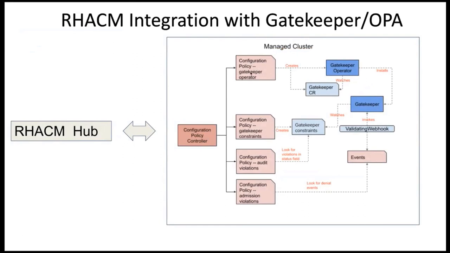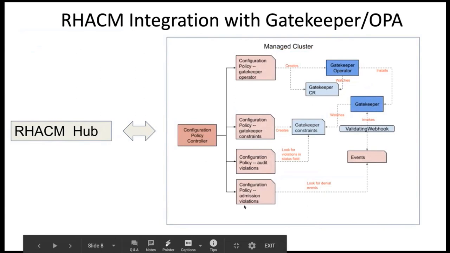So we have a policy that we have authored to deploy the Gatekeeper operator. That operator then watches over this Gatekeeper CR, and then it registers this webhook that monitors the audit and the admission scenarios. And then you will also have a policy to deploy the Gatekeeper constraints. And then we have a policy, as I mentioned, to detect the violations, two policies, one for audit and one for the admission scenarios.